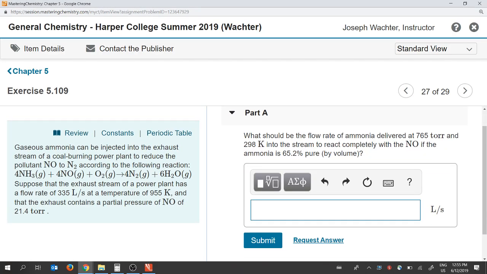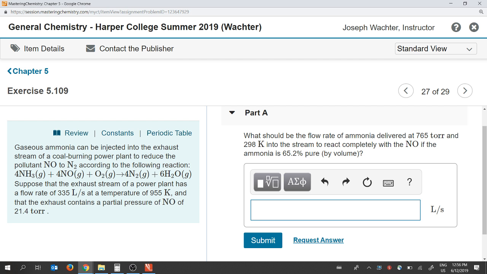Okay, has anybody else given this a try yet? You've got this reaction. Ammonia is injected into the exhaust stream of a coal-burning power plant to reduce the NO to the N2. And here's the reaction. The ammonia reacts with the NO and oxygen to make N2 and water. The exhaust stream of a power plant has a flow rate of 335 liters per second at a particular temperature. And there's 21.4 torr of NO in that exhaust stream. So what should be the flow rate of ammonia delivered at that temperature to react completely with the NO if the ammonia is 65.2% pure?